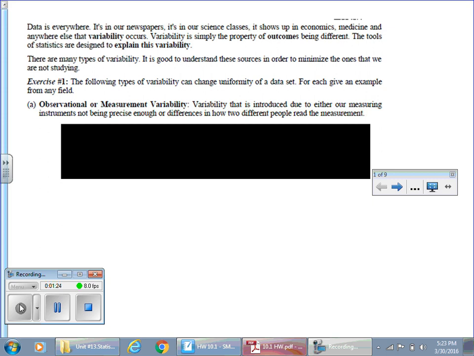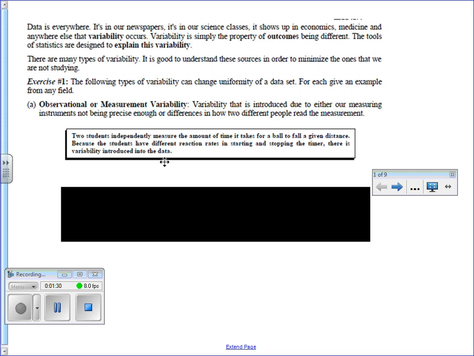So what you're asked to write in the space provided is an example. So here's my example. Two students independently measure the amount of time it takes for a ball to fall a given distance. Because the students have different reaction rates in starting and stopping the timer, there's variability introduced into the data. I don't want you to write this example down. I want you to write your own example down. So don't copy this example.